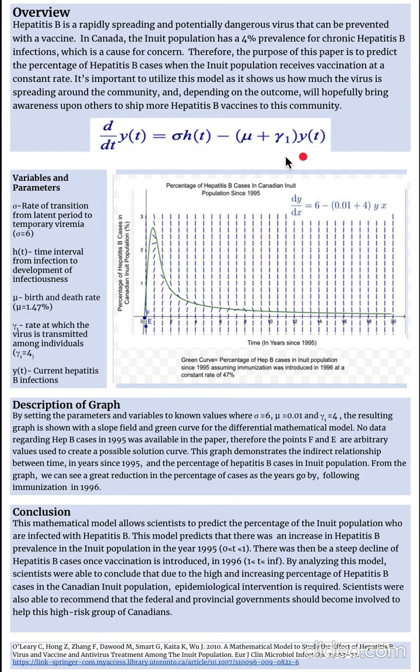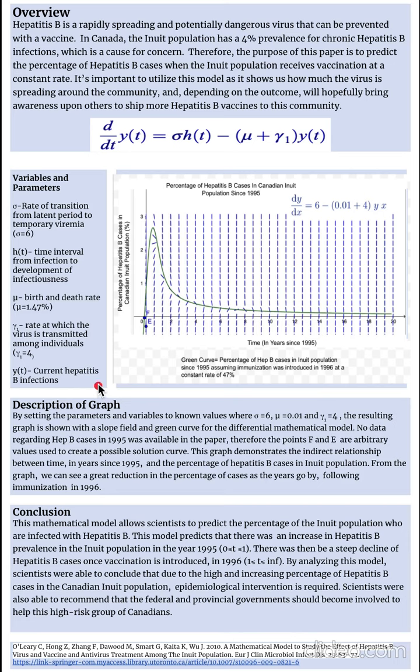So as we can see over here, it uses a differential equation, and the purpose is to analyze the number of Hep B cases against time after a vaccine was introduced. So this is very important due to its real-world applications. The Inuit population has a high prevalence of Hep B, and vaccines are not available to this community. So this equation has numerous variables and parameters, which are listed here, and I will leave for you to read.